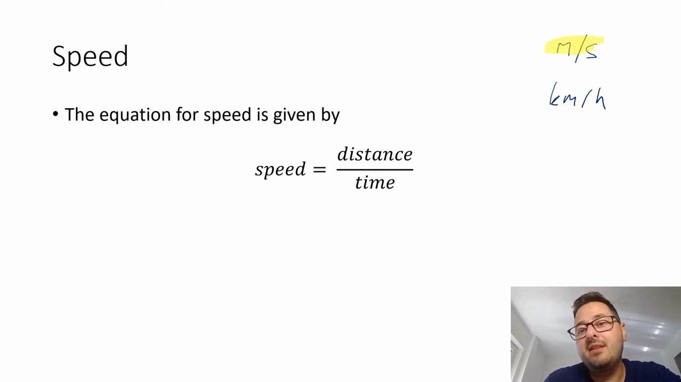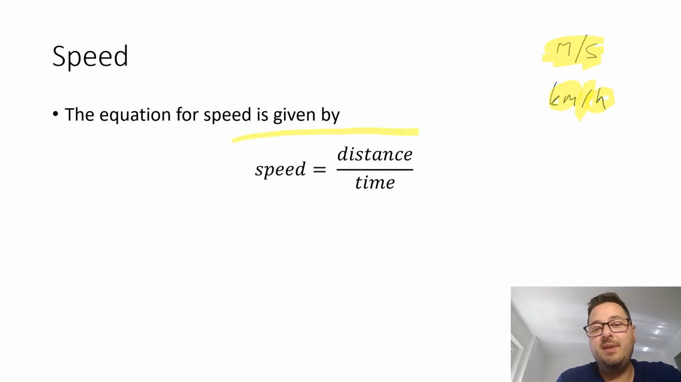So this is meters divided by seconds, which is distance divided by time, and this is the same, distance over time, and this over is the same as divide. So there can be a little clue for you to remember it, but the equation that we want to remember is speed is distance over time.